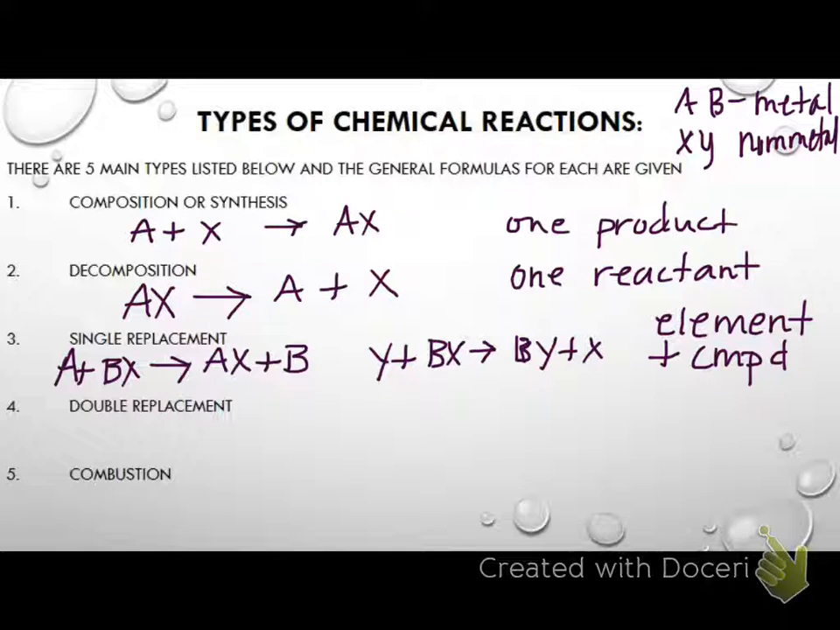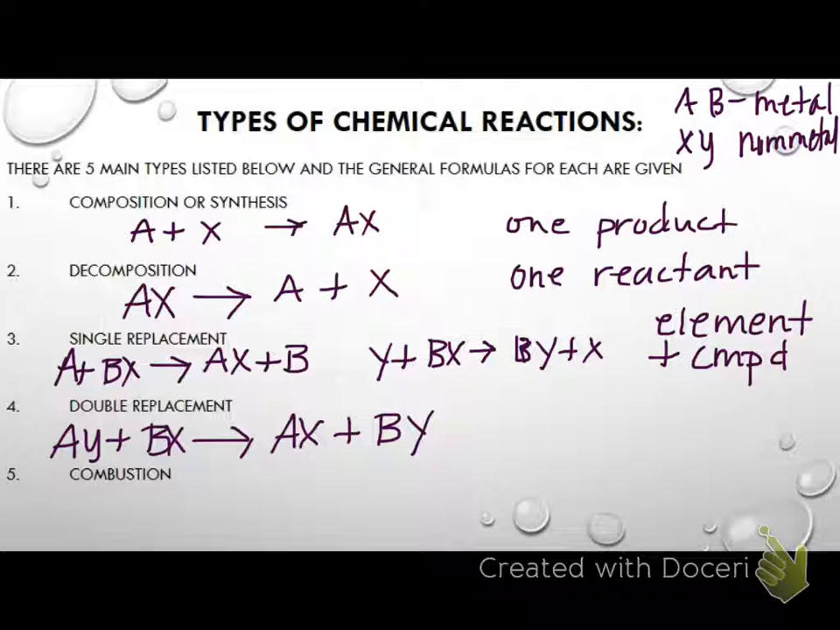A double replacement is going to replace 2 things. Basically they switch partners, like they're doing the do-si-do. We would have AY plus BX, and on the other side you would get AX plus BY. Everybody switches partners, and you would recognize that by the fact that you have 2 compounds on both sides.